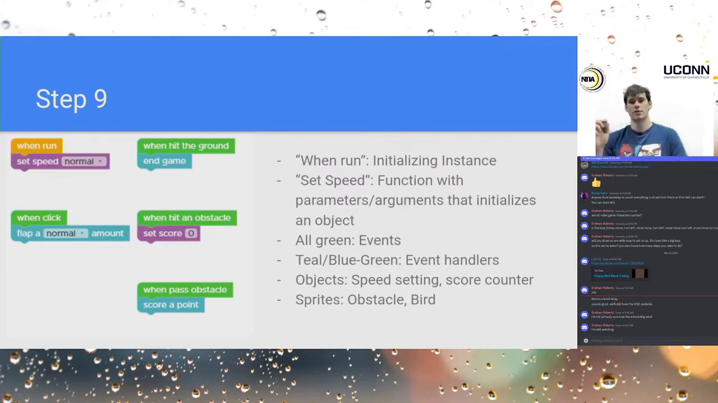It is a function with parameters and arguments that initializes an object. That one is super confusing, right? That was a trick question. If you guys got that, bravo. That was super confusing. You have a set speed function, right? Set speed says, okay, here's what I'm going to do. You got a game, you got a Flappy Bird, I'm going to tell it how fast to go. I need the user to tell me how fast you want it to go. And I'll set it up. I'll do all the work.